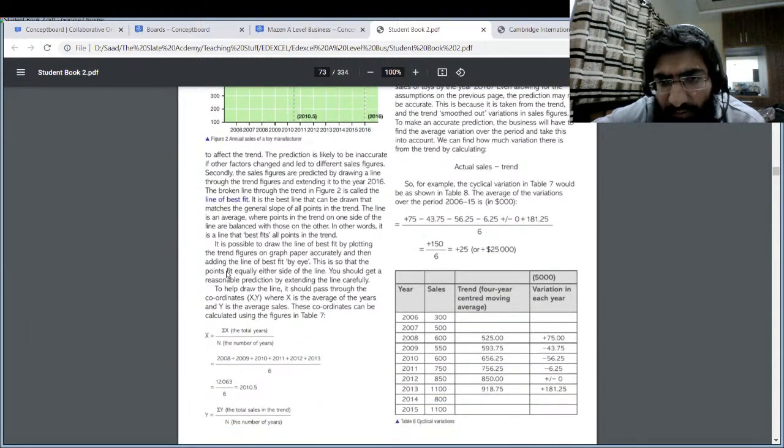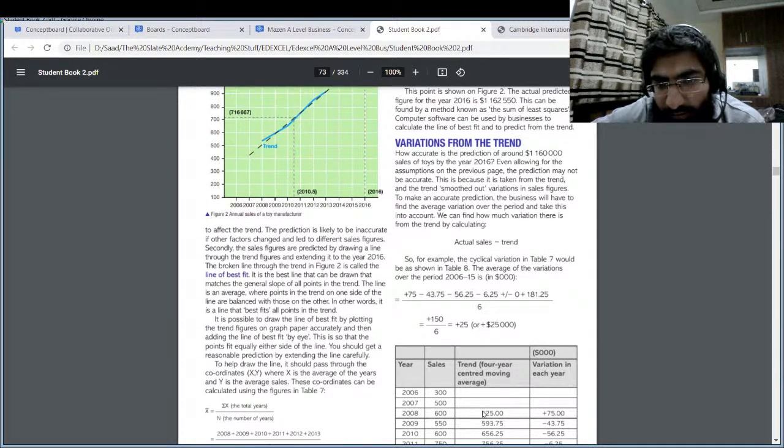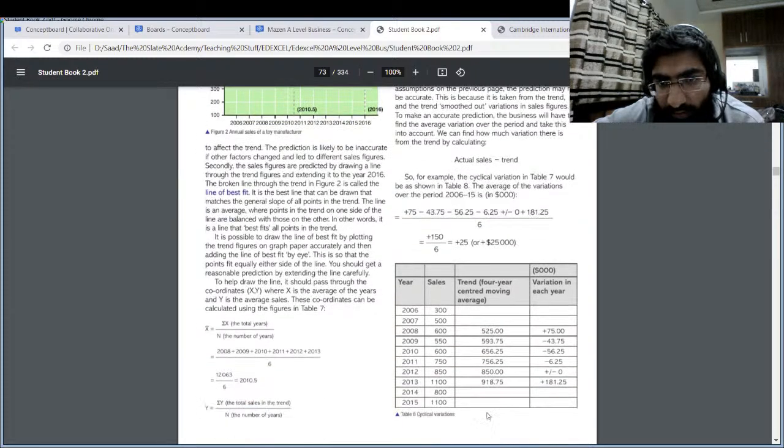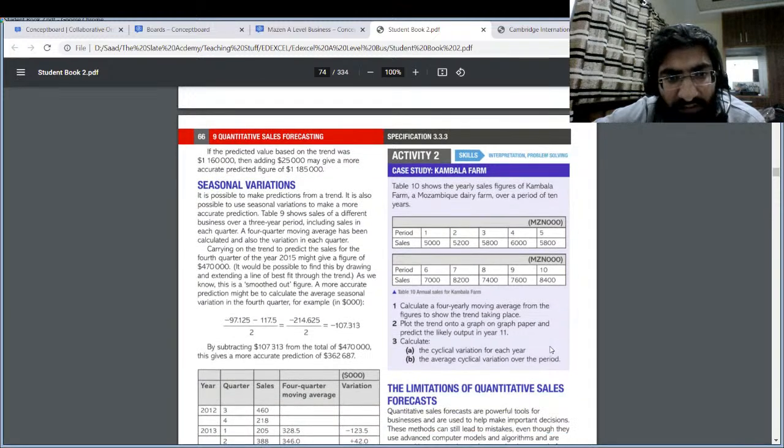The other thing I've also told you is, how do you calculate variations? Variation is actual sales minus trend. Over here, variation each year: 600 minus 525. Actual sales is more, so variation is positive. The trend says that your sales should have been 525; your actual sales is more, so there is positive variation. Here the trend says that your sales should have been 593, your actual sales is 550, so variation is negative.